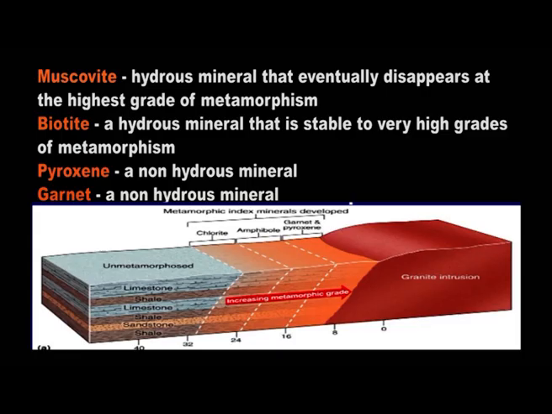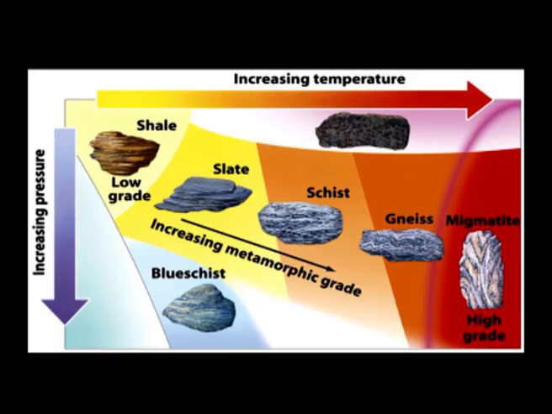Examples of less hydrous minerals and non-hydrous minerals that characterize high-grade metamorphic rocks: muscovite, a hydrous mineral that eventually disappears at the highest grade of metamorphism; biotite, a hydrous mineral that is stable to very high grade of metamorphism; pyroxene, a non-hydrous mineral; garnet, a non-hydrous mineral. Rocks crystallized under such conditions would be referred to as low-grade rocks and high-grade rocks, respectively. Responses of rock to increasing metamorphic grade.